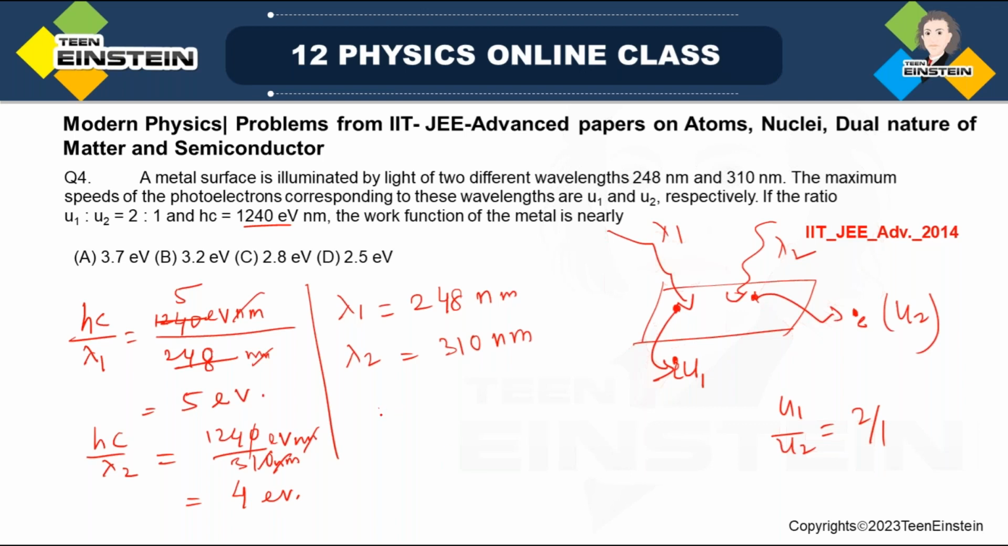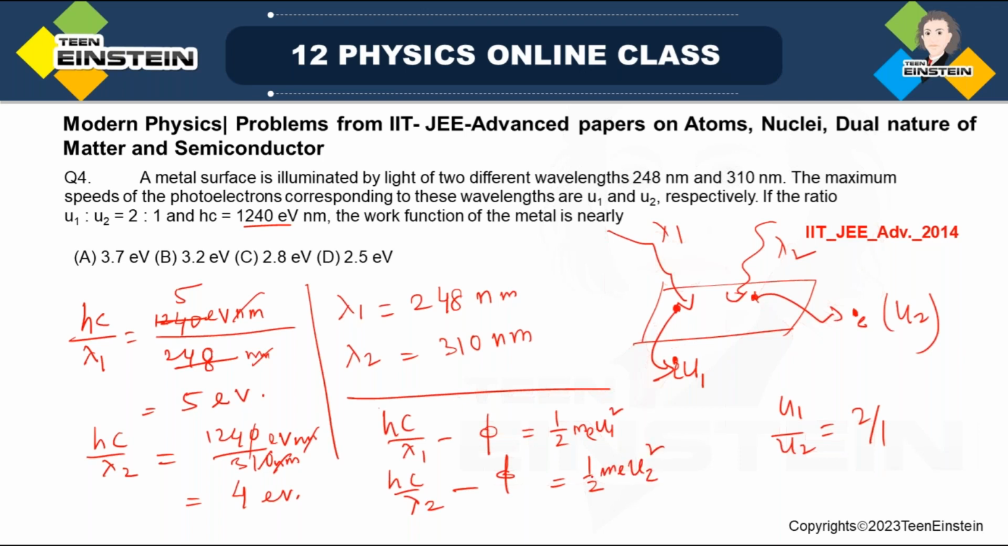Now see, we know Einstein's photoelectric equation: hc by lambda 1 minus phi is equal to half m u1 square, say. Similarly, hc by lambda 2 minus phi is equal to half m u2 square, for the electron on both sides. So these are the two equations.